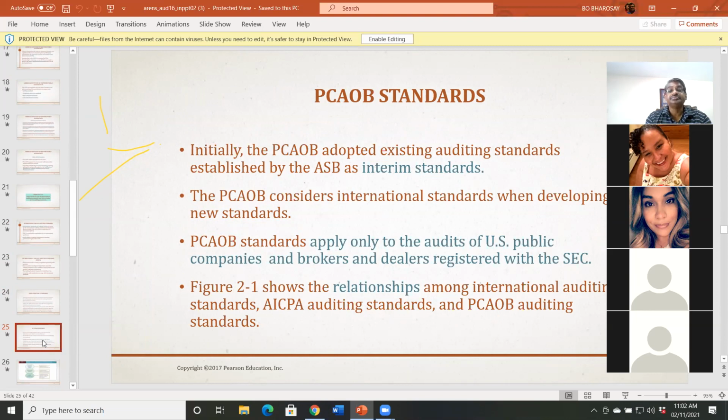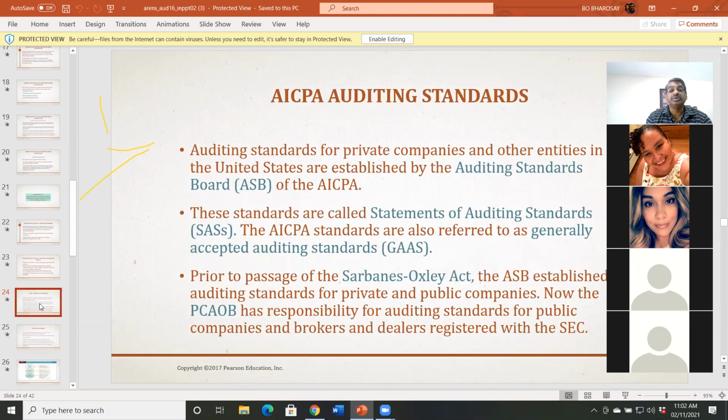PCAOB standards. Sorry, AICPA auditing standards. Auditing standards for private companies and other entities in the United States are established by the Auditing Standards Board, the ASB, of the AICPA. The standards are called SASs, Statements on Auditing Standards. They're also referred to as GAAS, Generally Accepted Auditing Standards. And there are 10 standards that form Generally Accepted Auditing Standards.